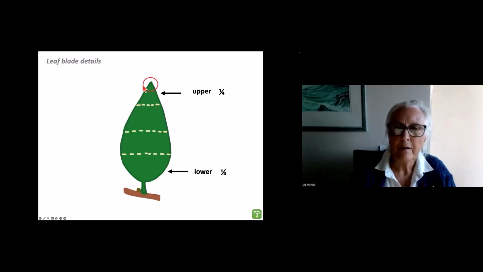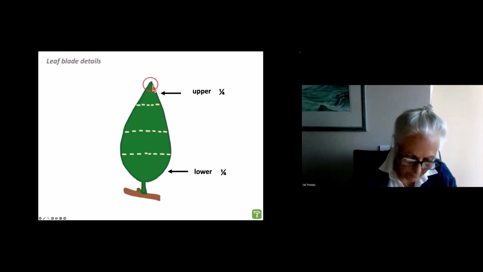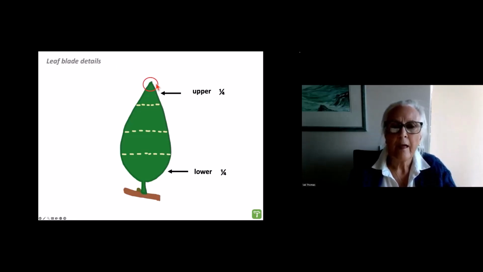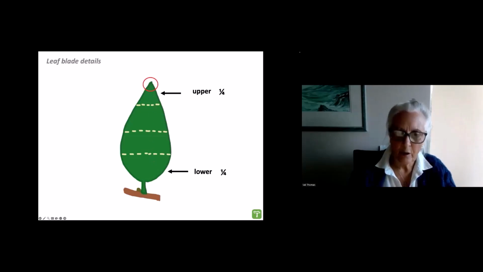The extreme tip. Those tips have very specialized information. They can sometimes have little thorns on the end. They can be bent backwards. They can be elongated into a long drip tip. That's also incredibly important information about your leaf. So you've got an extreme tip, upper quarter, and lower quarter.